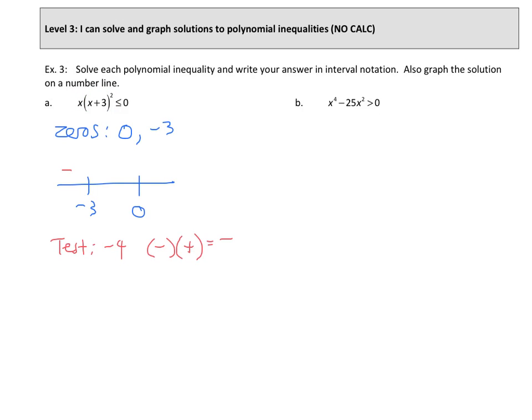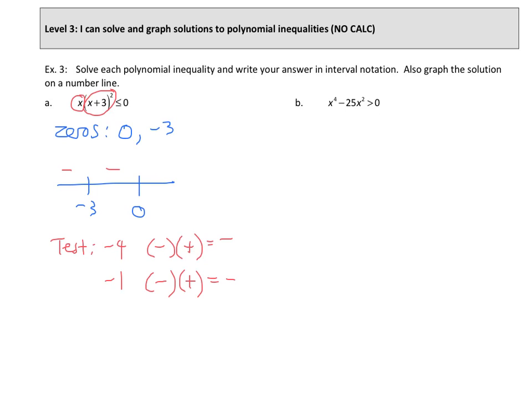Now I test a number between negative 3 and 0, so maybe negative 1. And plugging negative 1 in for x, that's negative. And again, no matter what number I plug in for x in the second factor, that will always be positive, because any number that you square is always positive. So we still get negative.